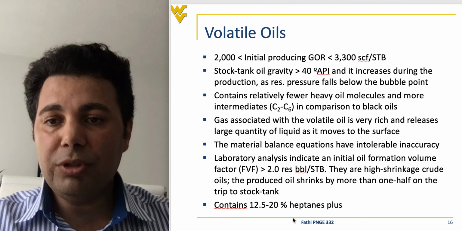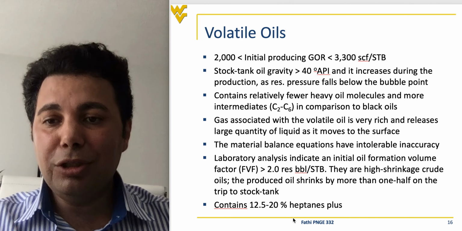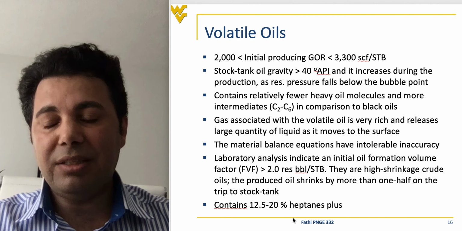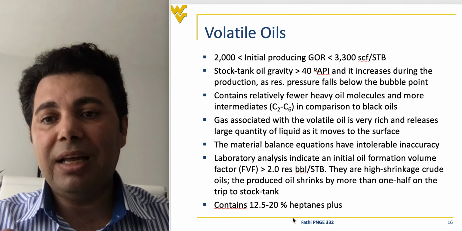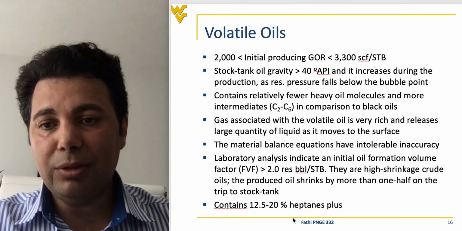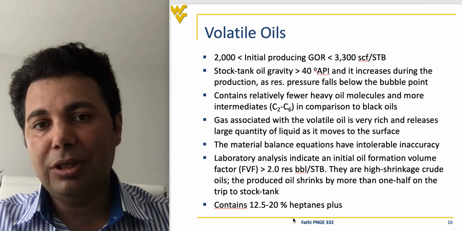So initial oil formation volume factor is more than 2, which means at the best condition, you can get half of the oil you have at the reservoir, okay? Because that's a reservoir barrel of oil over the stock tank barrel of oil. And this value is more than 2, okay? So basically, if you have 4 barrels of oil at the reservoir condition, you will get 2 barrels of oil at the standard condition. Why?